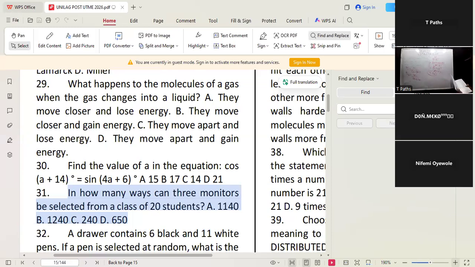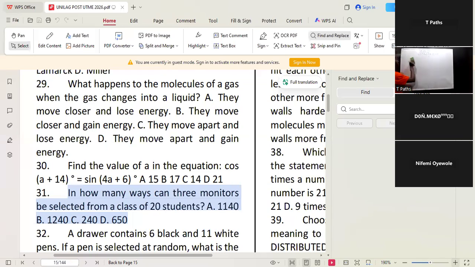We are told: in how many ways can 3 monitors be selected from a class of 20 students? Look at this one. We are told to select 3 monitors. We are not told the way we arrange them matters. We are only selecting. So obviously, this is a combination question.